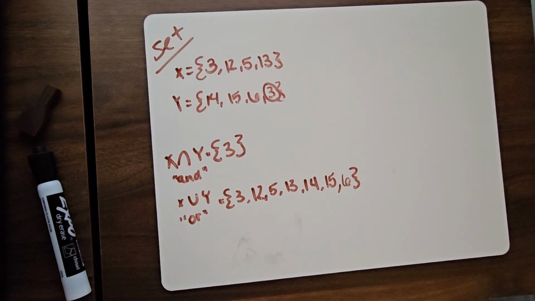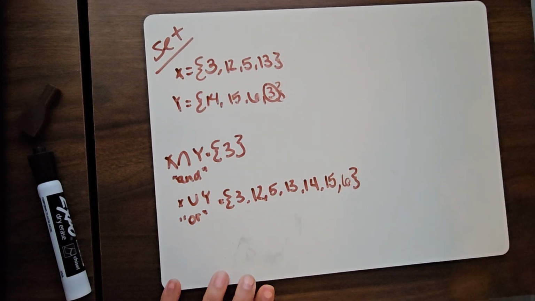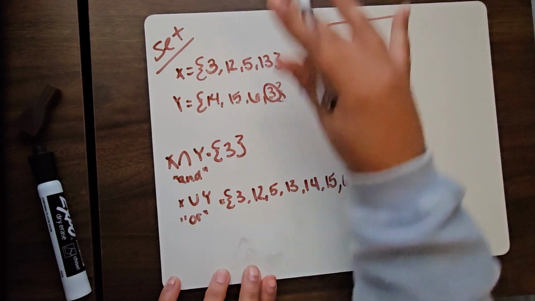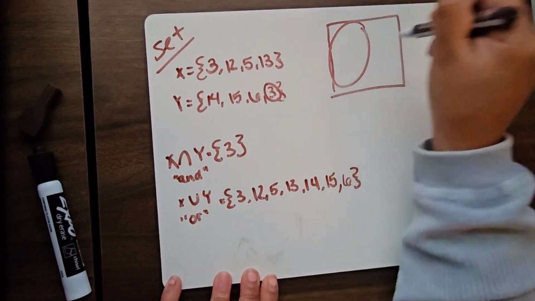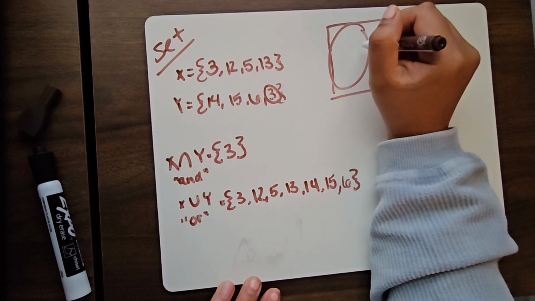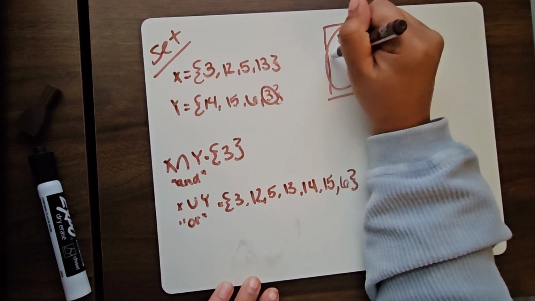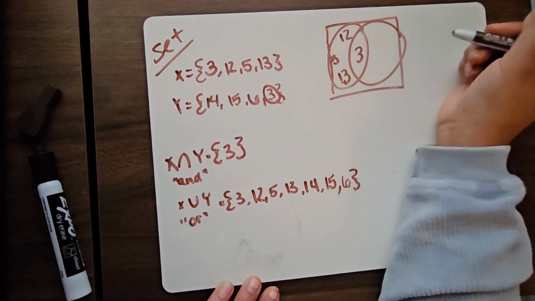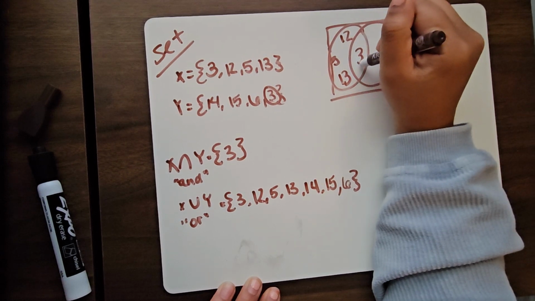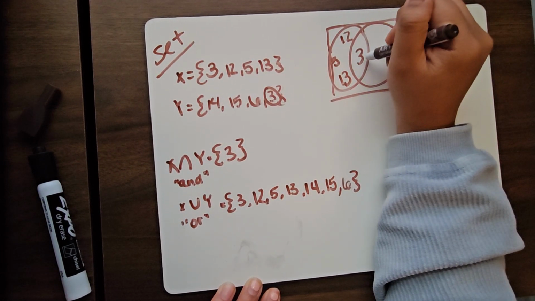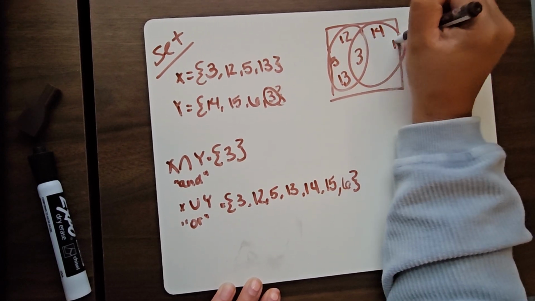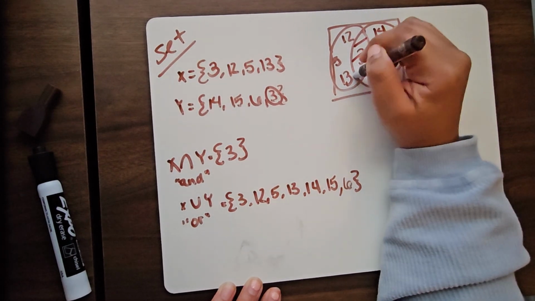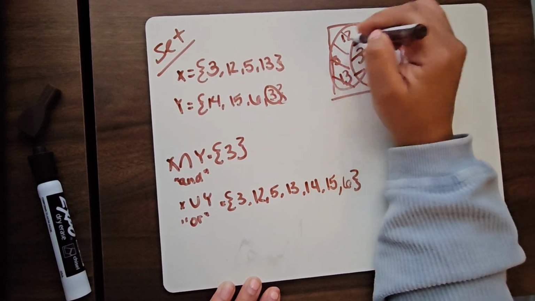A pretty simple way to visualize this is by using Venn diagrams. Let's say that this box is all of our numbers. Here's where all of our objects will be. This first circle we will call set X, and set X consists of the objects 3, 12, 5, and 13. We'll add our second set, which is set Y, and notice how I overlapped because 3 is our intersecting number. This consists of the objects 3, 14, 15, and 6. When we think of our intersection, that consists of our overlapping area. And our union would be everything else.